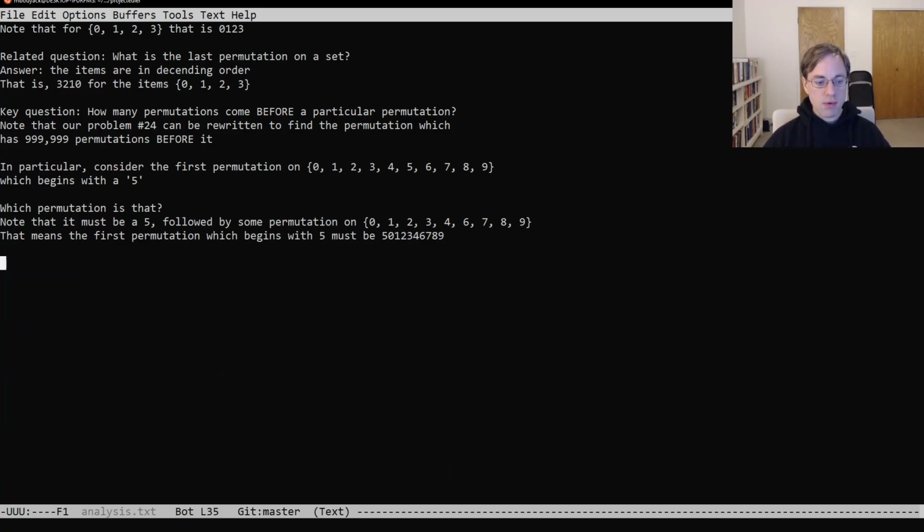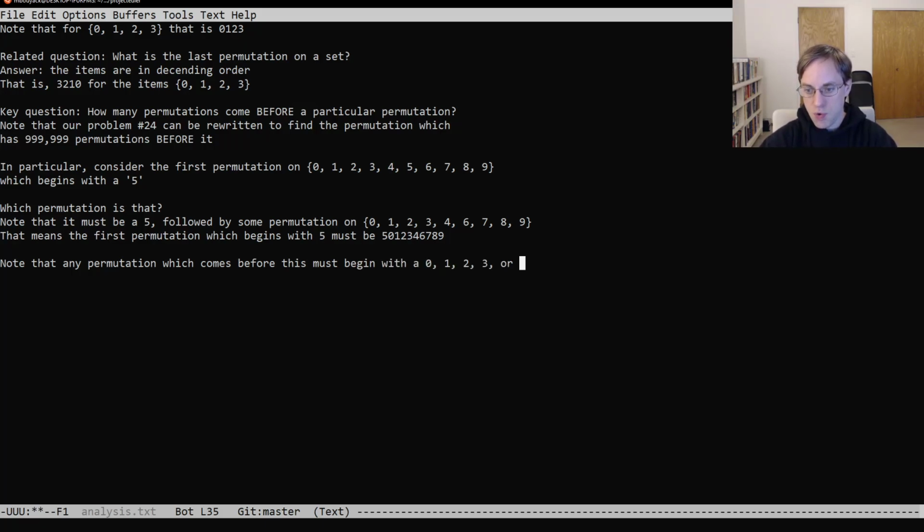Okay, so now how many permutations come before that? Note that any permutation which comes before this must begin with 0, 1, 2, 3, or 4.